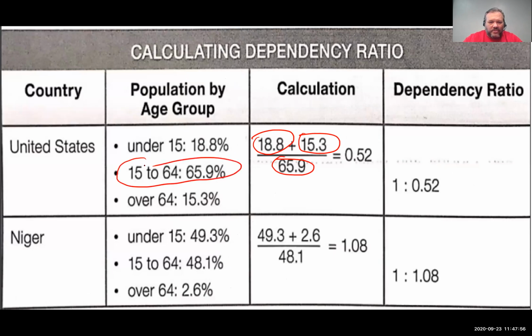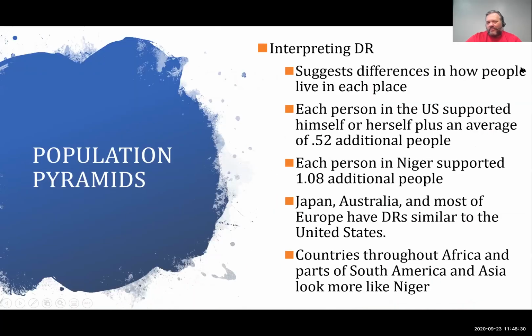So these are the people that work, and these would be the dependents. Under 15 and over 64, these are the dependents up here. These are the workers down here, we'll say. And so we get this ratio, 0.52 in the US. This just means that for every one person in the US of working age, they support an additional 0.52 people. That's generally true for most developed countries. It's in that range.